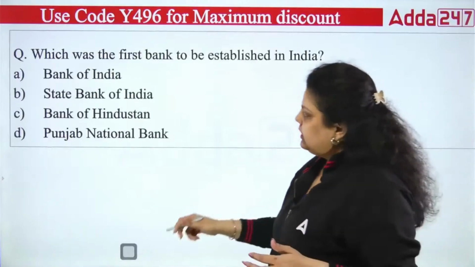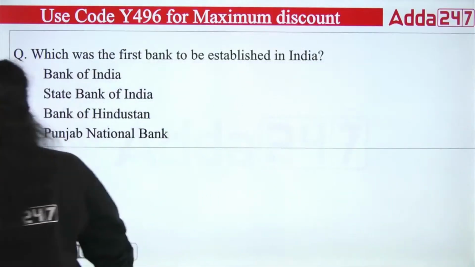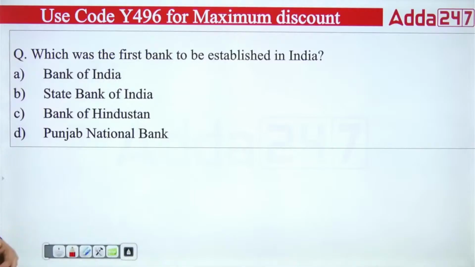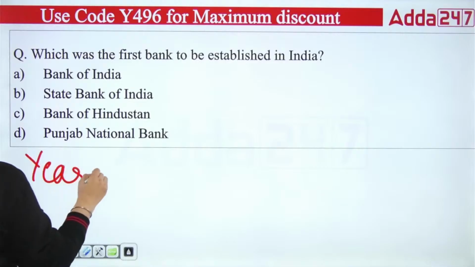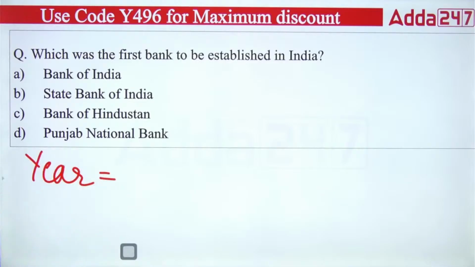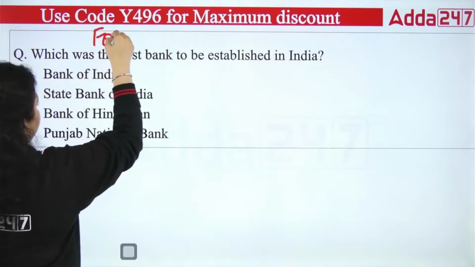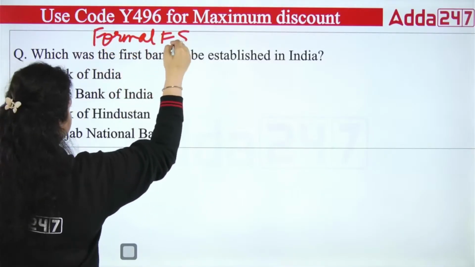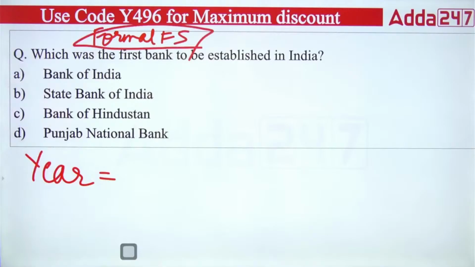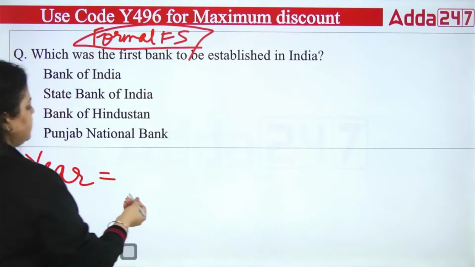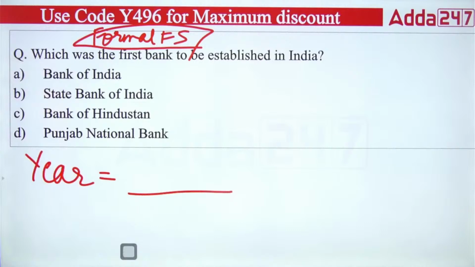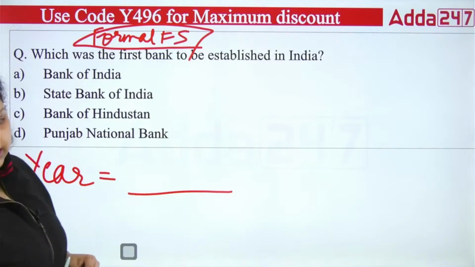Now next we have a very simple question. Which was the first bank to be established in India, and in which year? This is the bank which created the formal financial system in the country. What is the bank's name? Is it Bank of India? Is it State Bank of India? Is it Bank of Hindustan? Is it Punjab National Bank? A very simple question. A, B, C or D?